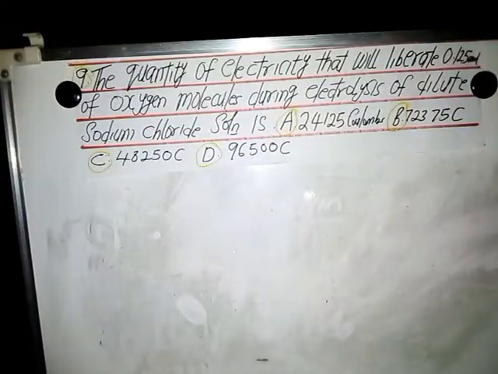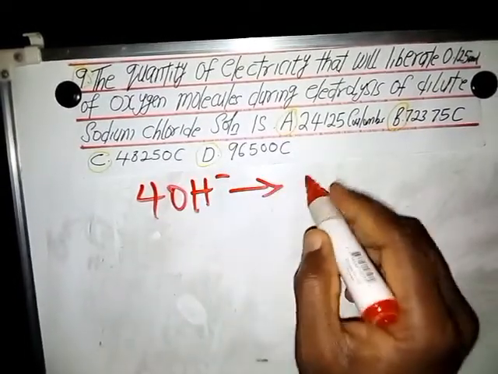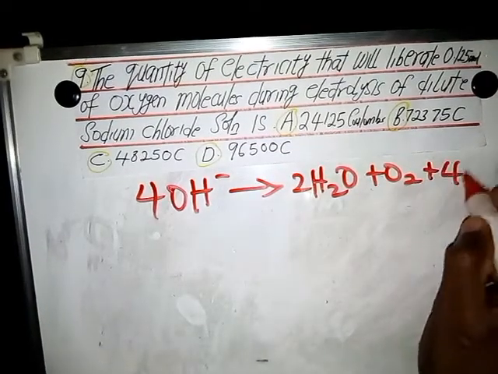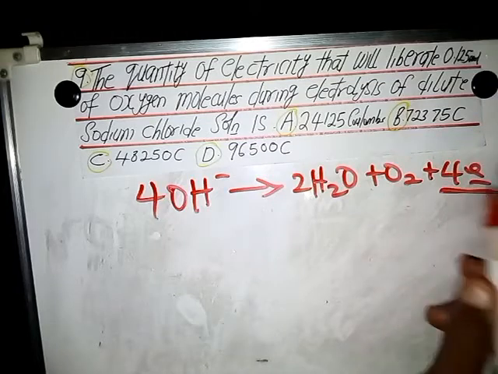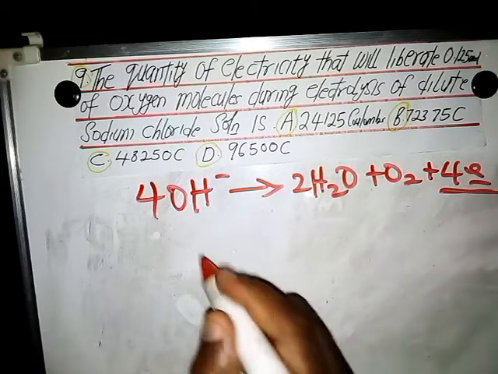The next question: the quantity of electricity that will liberate 0.125 mole of oxygen molecules during electrolysis of sodium chloride solution. You should remember the half reaction of oxygen. The mole of electrons that is transferred is 4. Have that in mind.